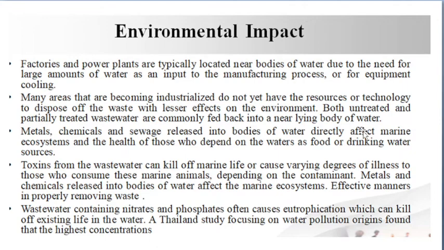Hence the plants and animals present in those water bodies are affected, because when outside water enters the water bodies, the physical and chemical properties of the water will change. Wastewater containing nitrates and phosphates often causes eutrophication. Eutrophication means the nutrients of a water body increase and algal blooms are produced on the upper part of the water surface. Then it can kill off existing life in the water.